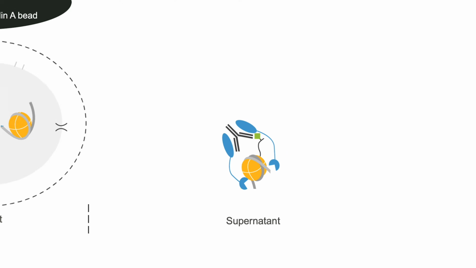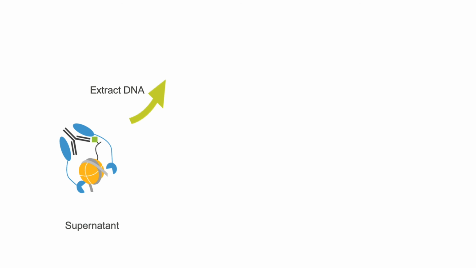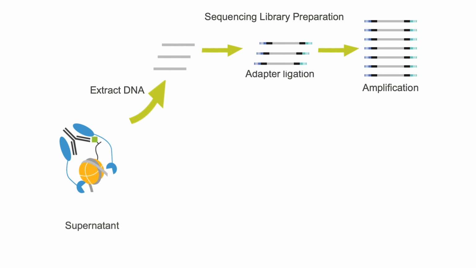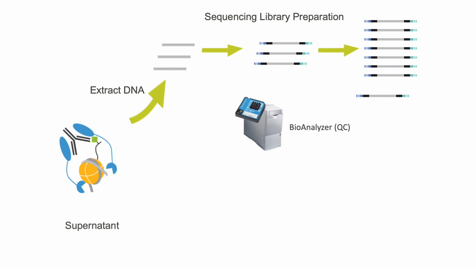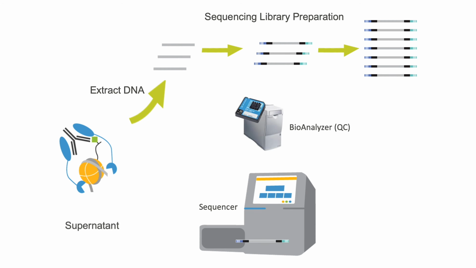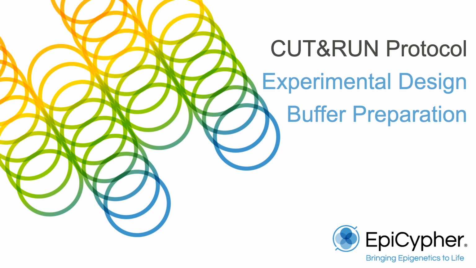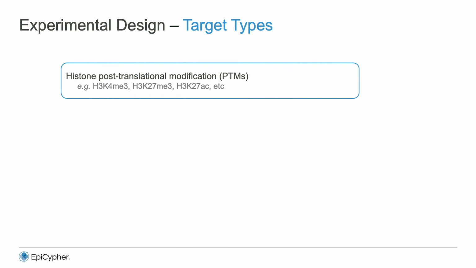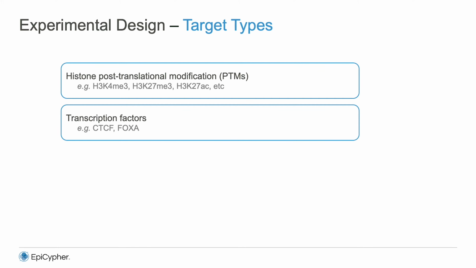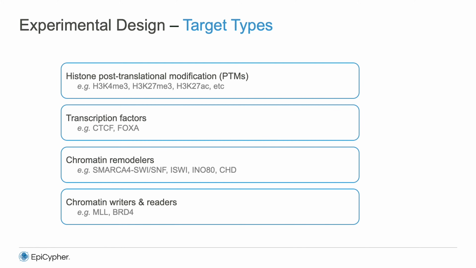The DNA is collected from the supernatant and purified before library preparation. Experimental success is tested with a Bioanalyzer trace before sequencing with either a sequencing core or a benchtop sequencer. When the results are in, you can analyze and view your data with integrated genome browsers or other appropriate visualization tools. Our cut-and-run protocol provides a validated platform for genomic profiling of histone PTMs, transcription factors, chromatin remodelers, writers, and readers.